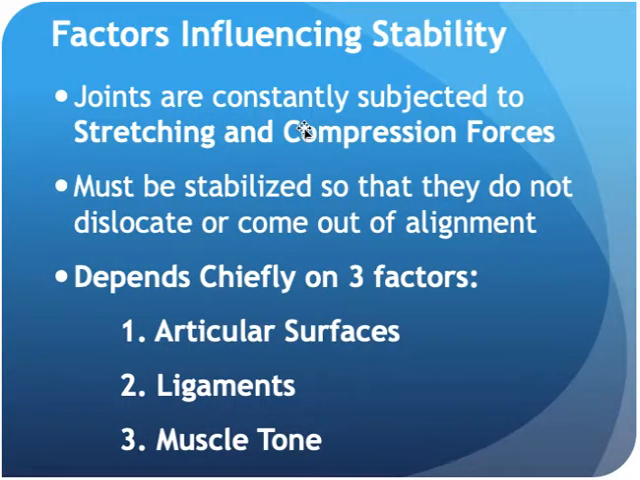Okay, so factors influencing stability, another good multiple choice question. Joints are constantly subjected to stretching and compressive forces. They must be stabilized so that they do not dislocate or come out of alignment. It's going to depend chiefly on three factors. So factors influencing stability, chiefly three things. It's going to be the articular surfaces, the joint surfaces. It's going to be my ligaments, and it's going to be the muscle tone that influence how stable that joint is going to be.